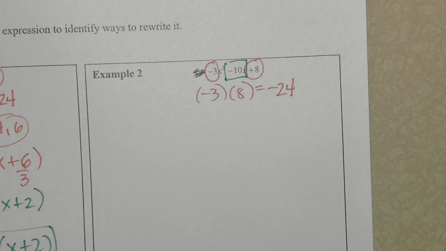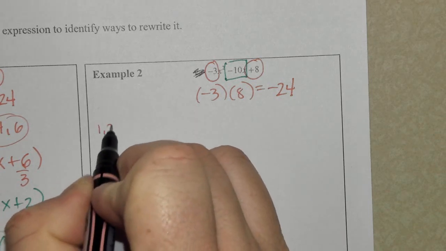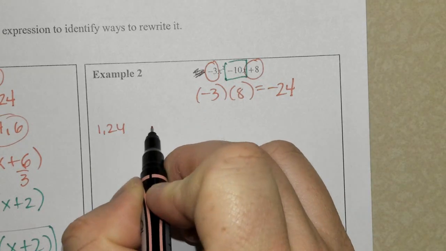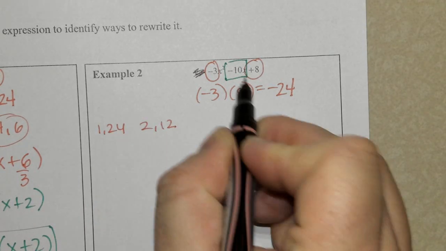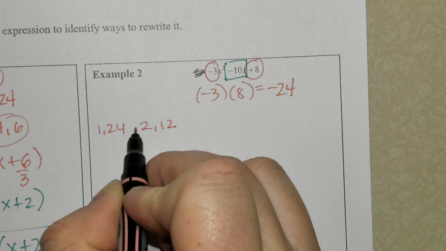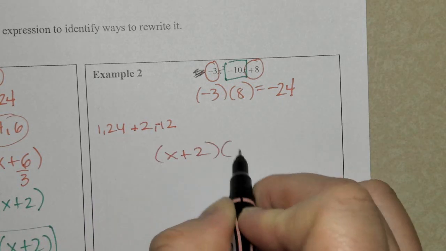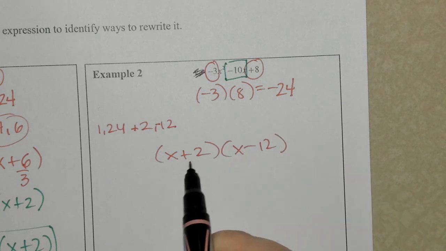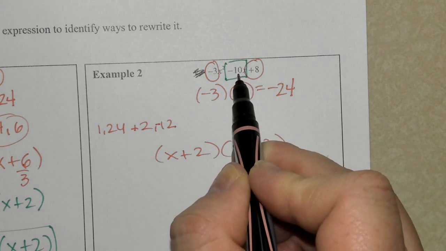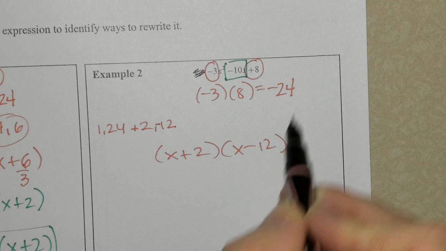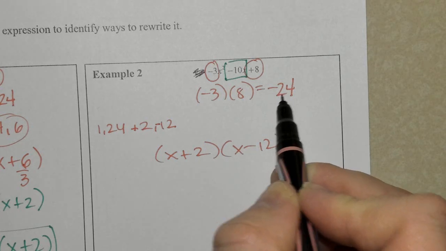So you don't have to write down the combinations again, but I want students to understand where this is coming from. So 1 and 24 does not give you negative 10. 2 and 12 does work. The 2 would have to be positive, the 12 would have to be negative. x plus 2 and x minus 12. They combine to equal negative 10. They multiply to equal negative 24.